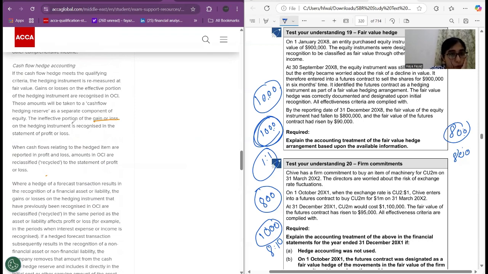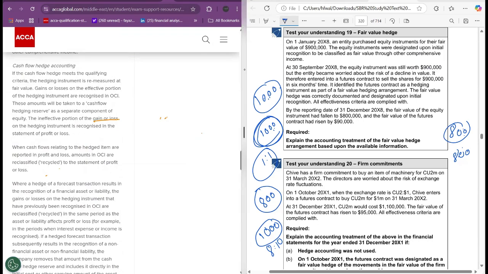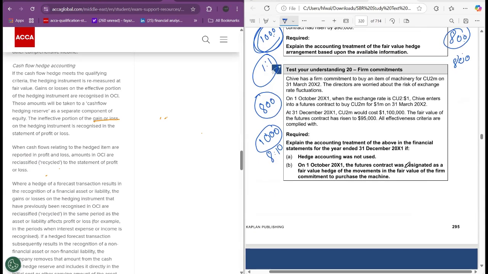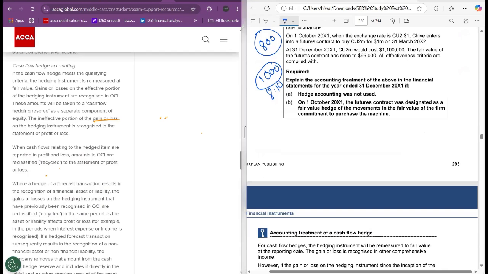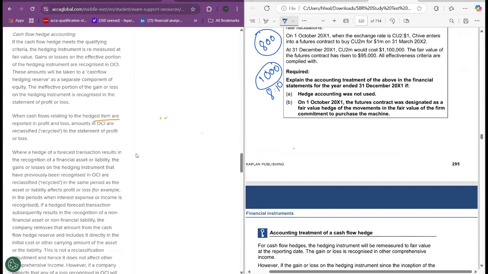So the ineffective portion of the gain or loss on the hedging is recognized in the statement of P&L. What it is trying to say is that if your gain and loss is in the OCI, we'll better understand this through an example in one of the upcoming sessions.